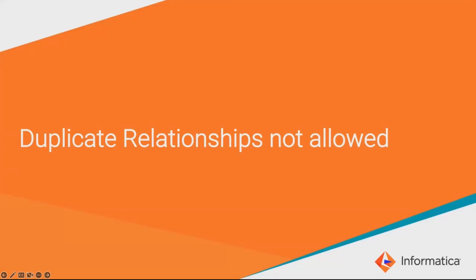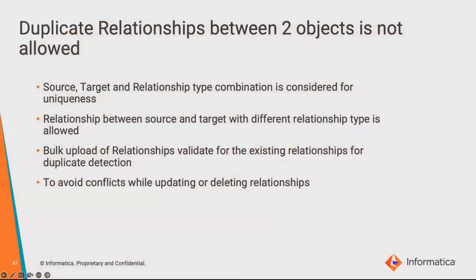Moving ahead, we have duplicate relationships, which are not allowed. In 7.3, we talked about the duplicate check for the objects. Now, we are not allowing the relationships to be duplicate at all. We are not giving any warning, but we are throwing an error that there is a relationship already present if you are trying to create a duplicate relationship. This is applicable both for the UI as well as the bulk upload.